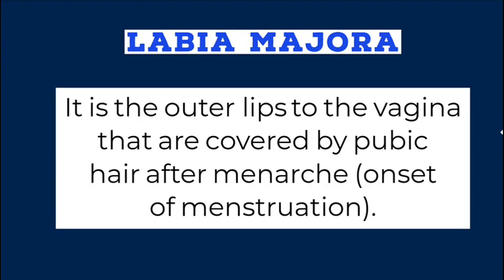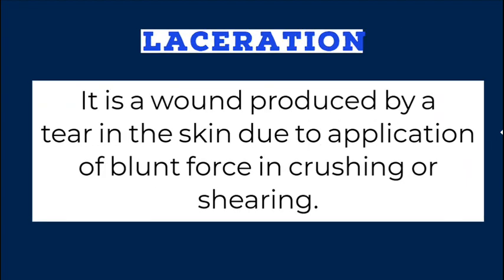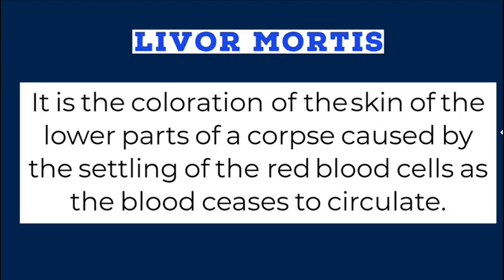Labia majora. It is the outer lips of the vagina that are covered by pubic hair after menarche, onset of menstruation. Laceration. It is a wound produced by a tear in the skin due to application of blunt force in crushing or shearing. Livor mortis. It is the coloration of the skin of the lower parts of a corpse caused by the settling of the red blood cells as the blood ceases to circulate.